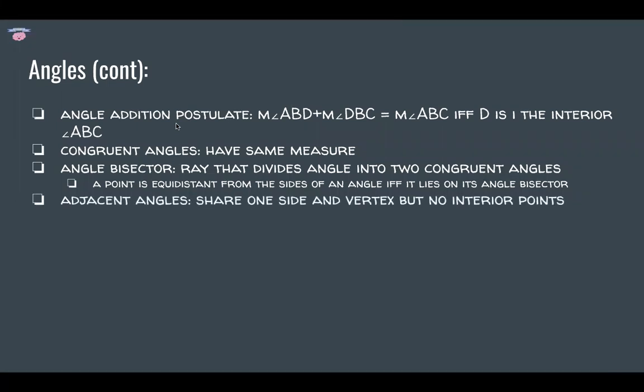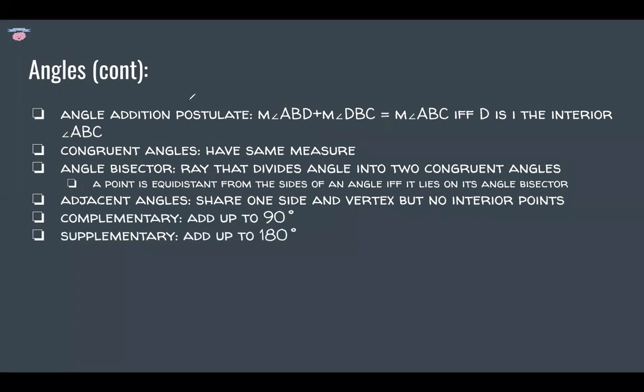Adjacent angles are angles that share one side and vertex, but no interior points. So something like this. This is the side they share, but they don't share any interior points. Complementary angles add up to 90 degrees, while supplementary angles add up to 180. So these two angles are complementary, but if you have this angle and its supplement, this adds up to 180 degrees. And these are really important in angle chasing.